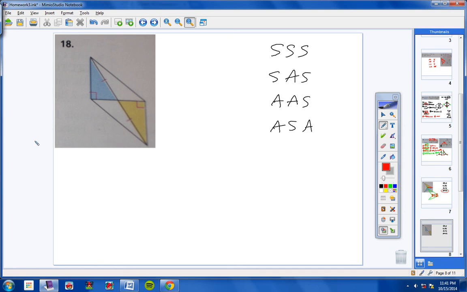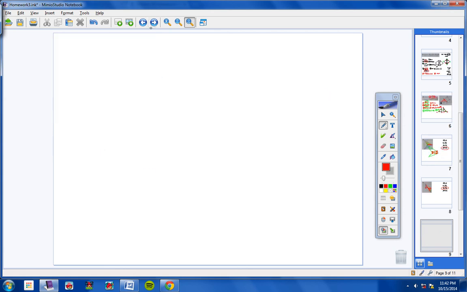Now, in this problem here, I don't think I need to split the triangles up, because I can just look right here and see I have two lines intersecting. So this angle here and this angle here are called vertical angles. They're congruent. So I can put 2 marks here and 2 marks here. So look what I have. I have angle, angle, side, congruent to angle, angle, side. So there we go. Angle, angle, side. Okay? Number 19.